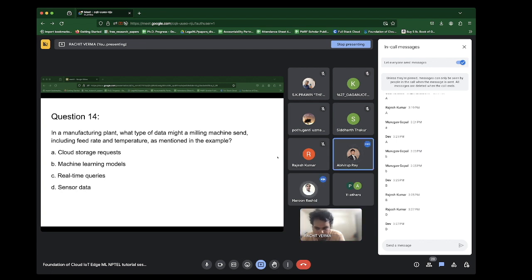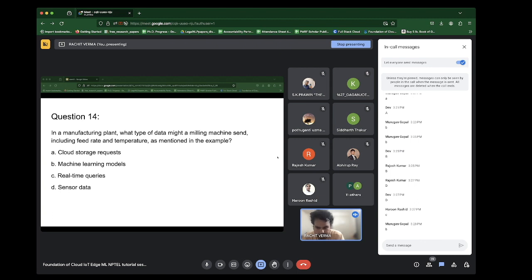Okay, so I believe the question needs to be parsed properly to get an answer. In a manufacturing plant, what type of data might a milling machine send, right? A milling machine is not capable of performing real-time queries. That is performed by some sort of computer or server or device. So D is the correct answer, sensor data.